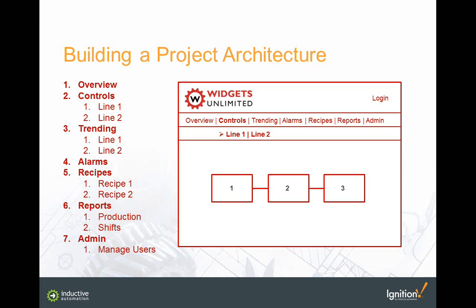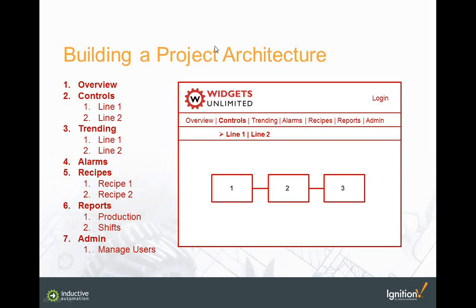So here we have pretty much a two-tiered approach, where the first tier is just various sections like overview, controls, trending, alarms, recipes, reports, and admin. And then below each of those, we have separate items. So for controls, we have line 1, line 2. So it's a two-tiered approach. There are several different layout or navigation schemes you can set up: a single-tiered using tabs, a dual-tiered using tabs, maybe using drop-down lists, a multi-tier using a tree view. There are many different ways you can start out a new project.